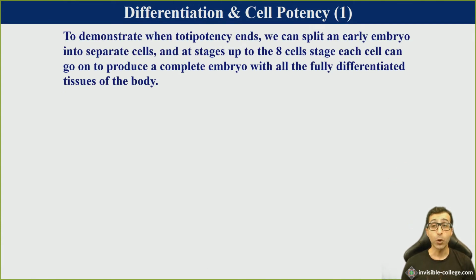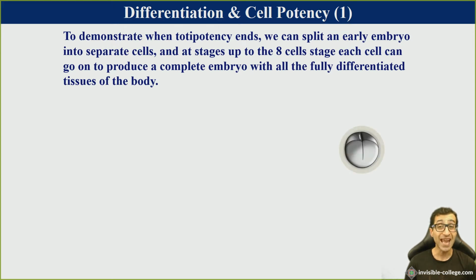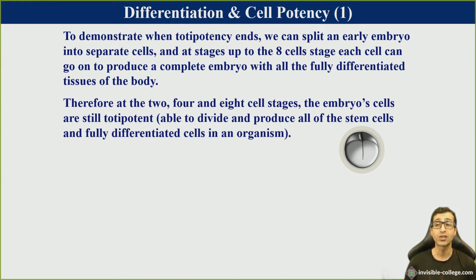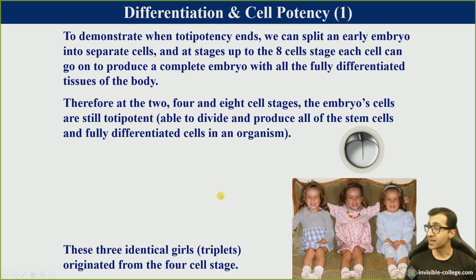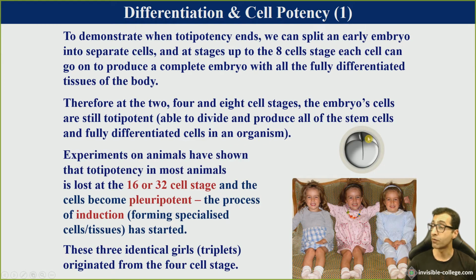So to demonstrate when totipotency ends, we can split an early embryo into separate cells, and at stages up to the 8-cell stage, each cell can then go on to produce a complete embryo with all the fully differentiated tissues of the body. So therefore, at the 2, 4 and 8-cell stages, the embryo cells are still totipotent. Again, this means that they are able to divide and to produce all of the different kinds of stem cells and also the fully differentiated cells in an organism. So, for example, these three identical triplets originated at the 4-cell stage of the mitotic division of the early embryo.